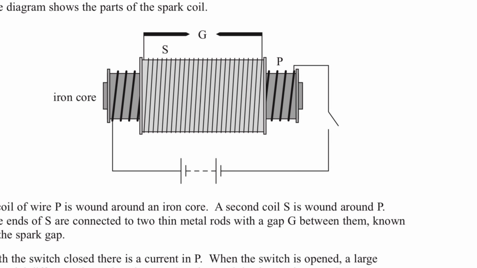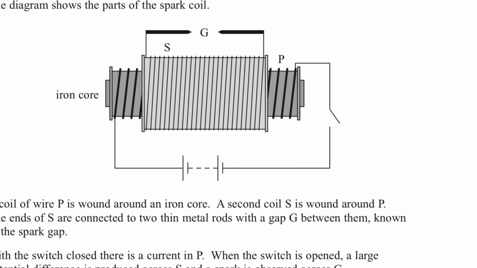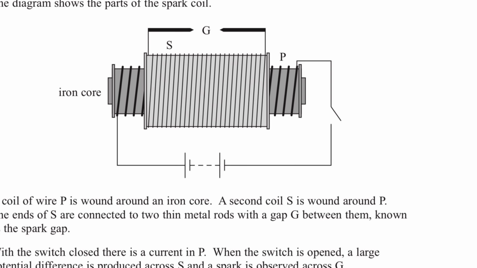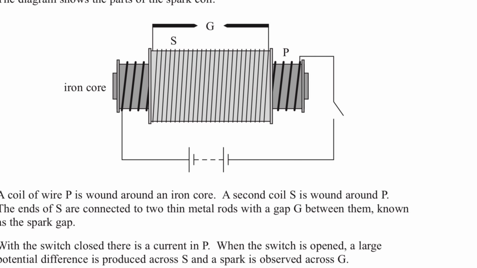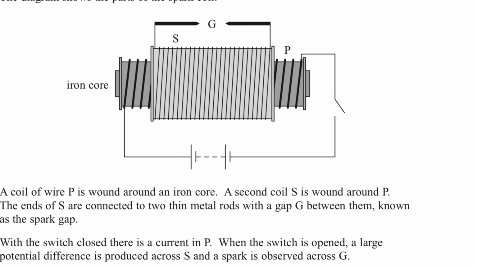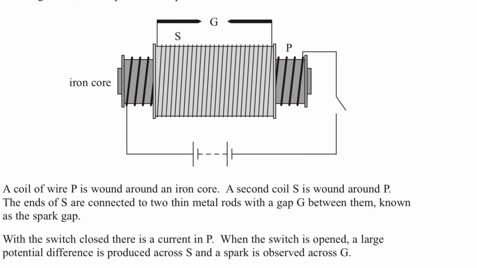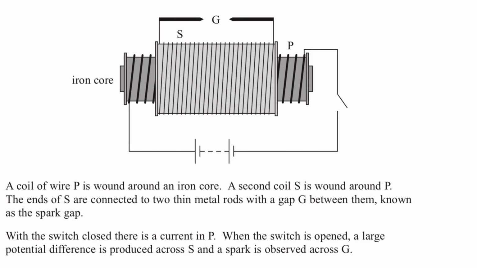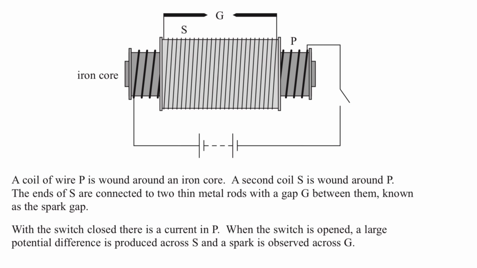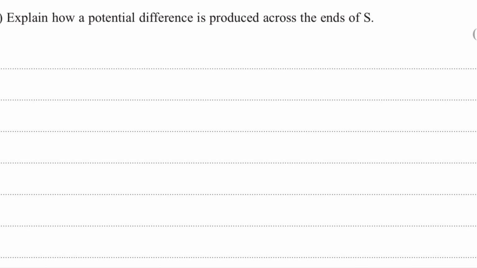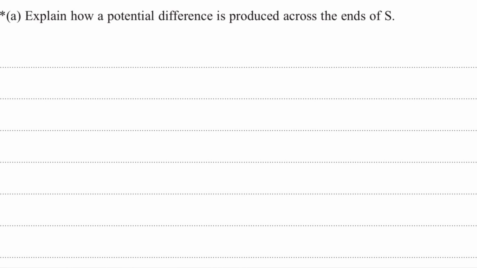The ends of S are connected to two thin metal rods with a gap G between them, known as the spark gap. With the switch closed, there is a current in P. When the switch is opened, a larger potential difference is produced across S, and the spark is observed across G. Explain how potential difference is produced across the ends of S.